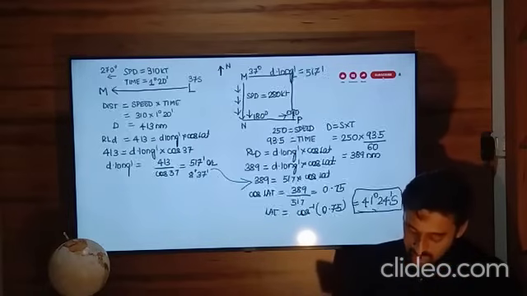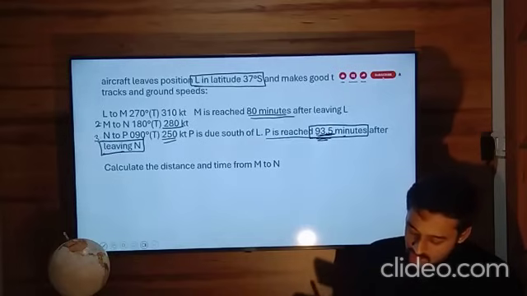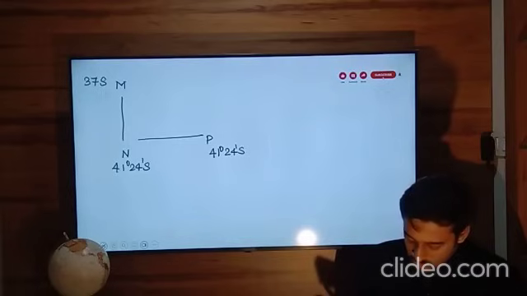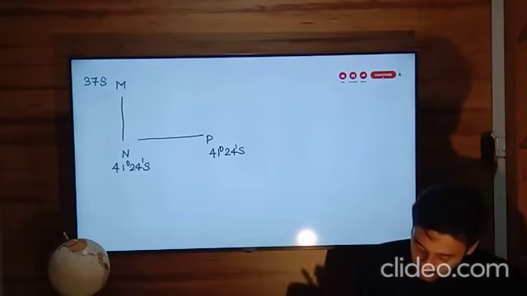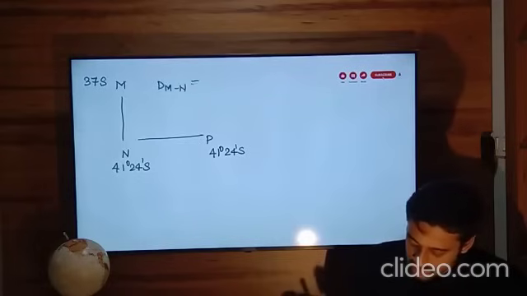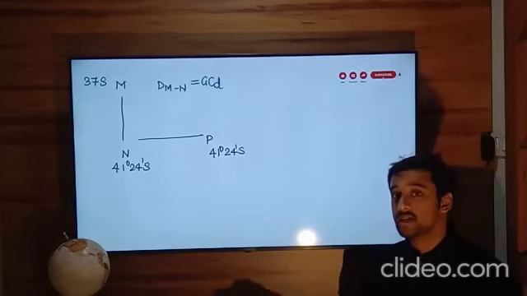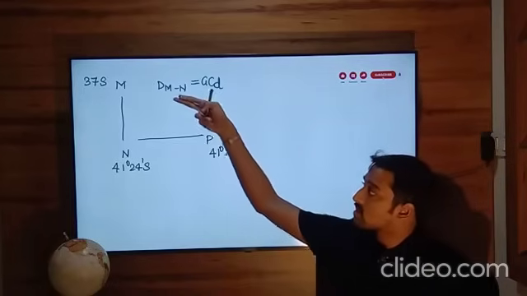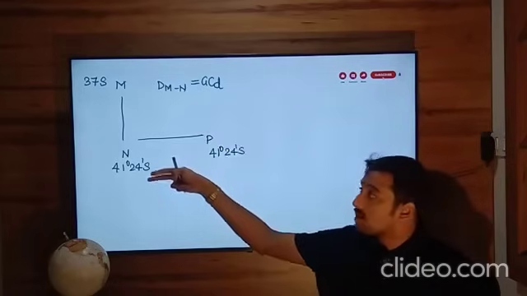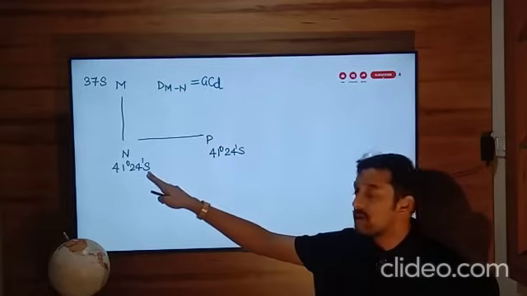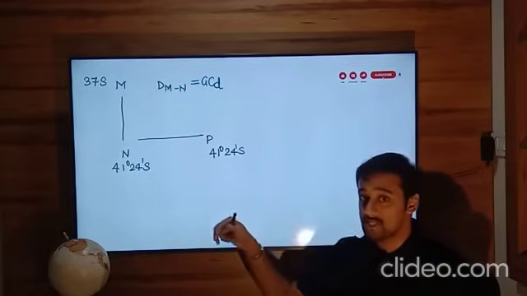Now, let's come back to the question. What is the distance between M and N? Very simple. Now onwards it's very simple. Distance between M and N is nothing but your great circle distance. So for great circle distance, you change latitude. 37 south has become 41 south because you are in the southern hemisphere.